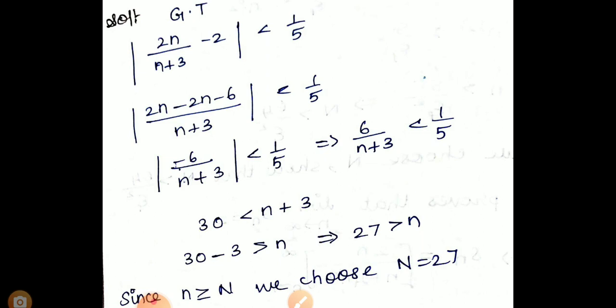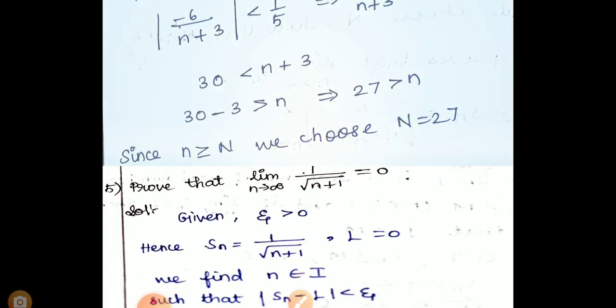So as usual we take the positive term, 6 by n plus 3 less than 1 by 5, and just cross multiply this. 6 5s are 30, which is less than n plus 3. Then 30 minus 3 is 27, which is greater than n. We know that small n is greater than or equal to capital N, so we choose capital N equal to 27. They are asking to find the value of N, so we are taking the capital N as 27.